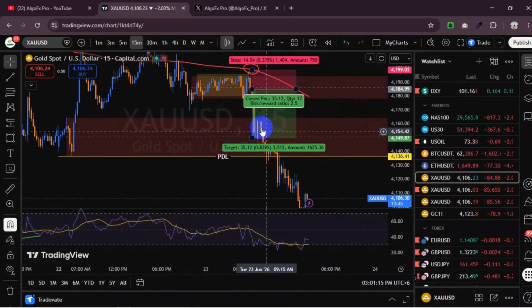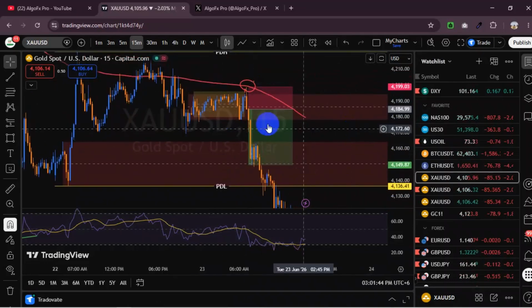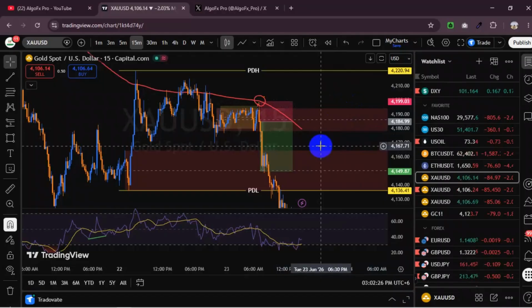Or if there is any order block at the bottom, we mark the 50% of the order block and we target till the 50% of the next order block. Here you can see the result, and exactly I took this trade. So that's it. This is my fast and simple strategy that I use mostly.